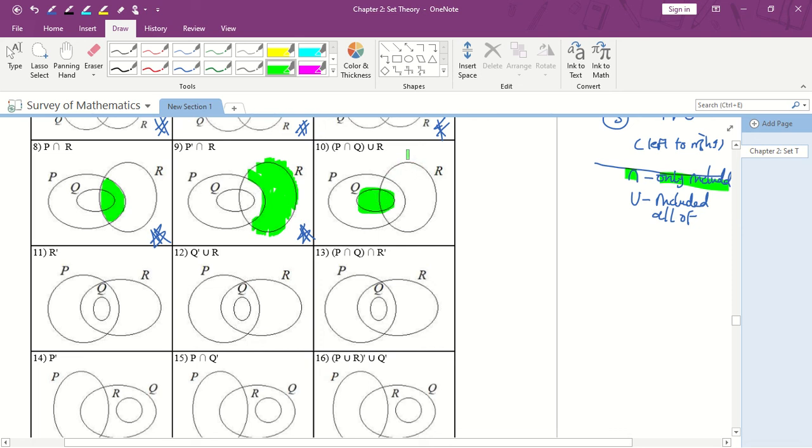Okay, now we're done with P intersect Q. Just now we always talked about intersect, right? Intersect here, and the previous. And now it talks about union R. What should I do with union R? Remember, union means include all of. Here it means include all of the R, which means that here I need to fill up all of the R.